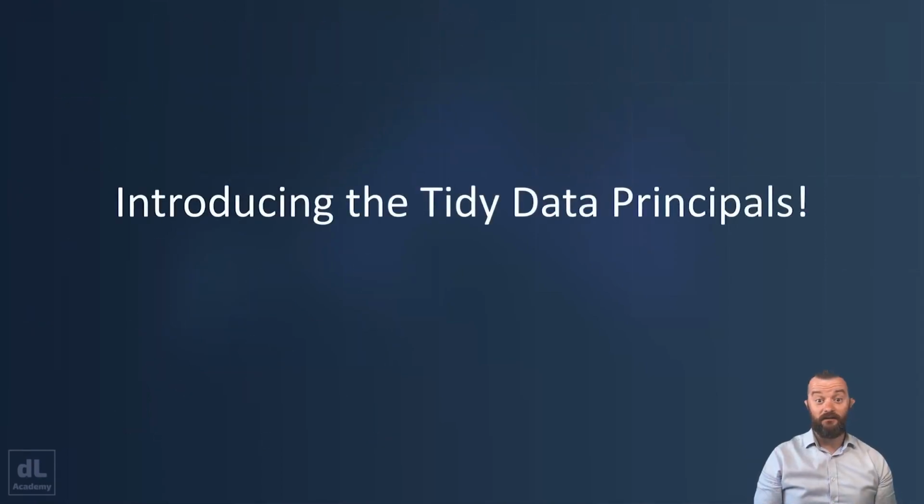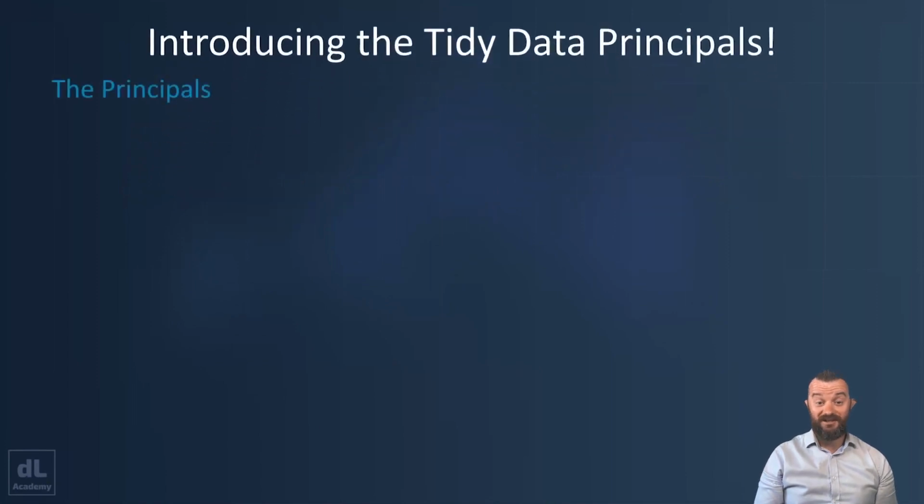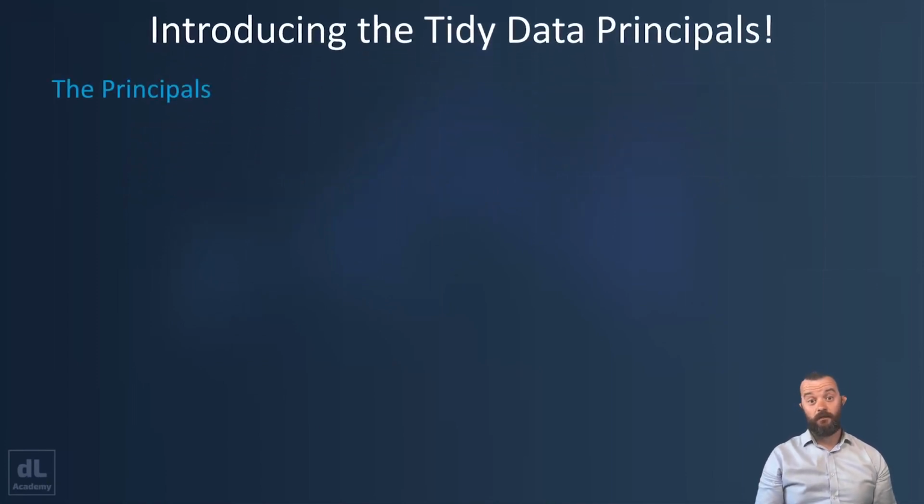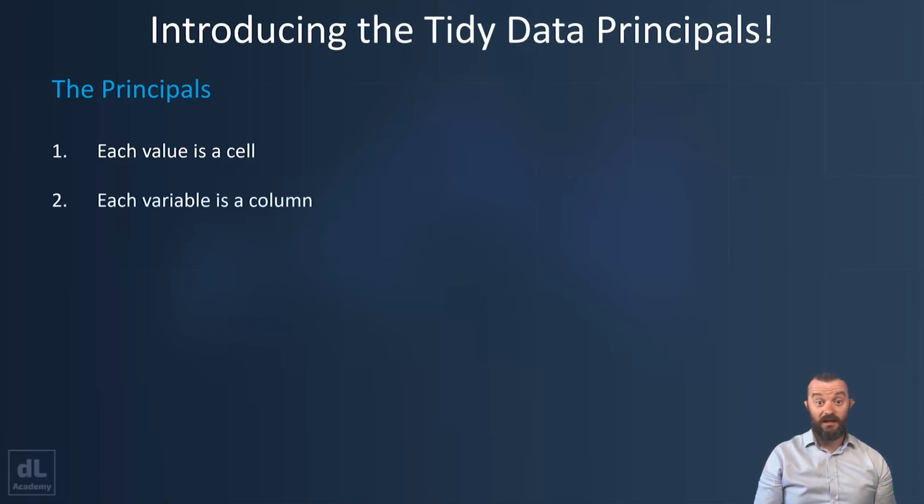Having defined values, variables, and observations, we can now go on to state the tidy data principles. And as we alluded to earlier, these are 3 very simple statements. First of all, each value is its own cell. Secondly, each variable is its own column. And finally, each observation is a row.